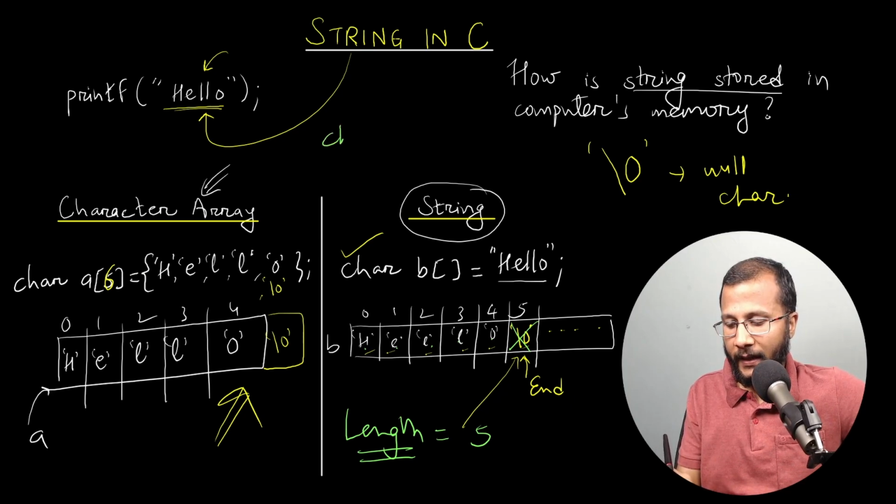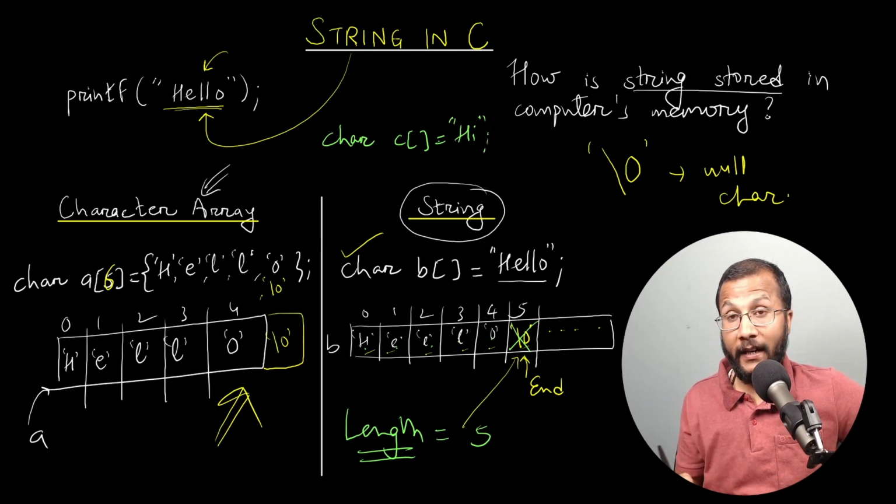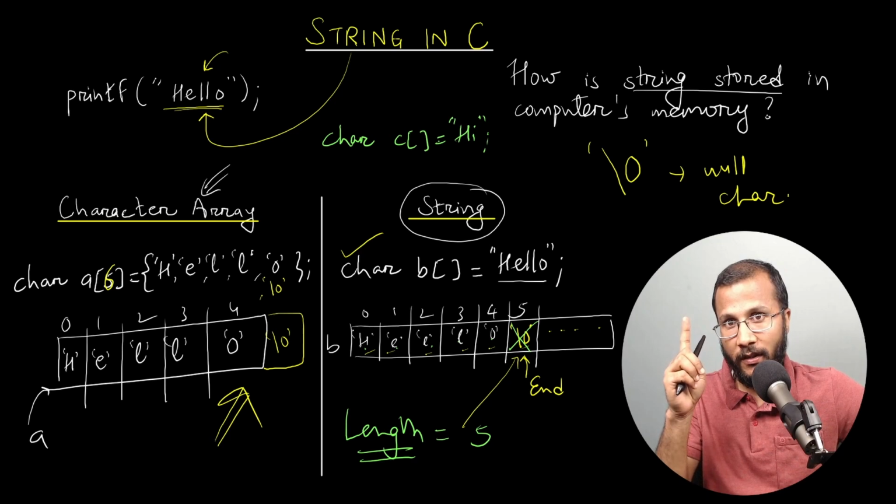Now let me create one character array C. Okay, C, I do not give the size, and inside the double quotes I'll write "hi". So how many characters did I store inside the computer memory? It is 3 characters. One is H, the other one is I, and the last one is the null character.